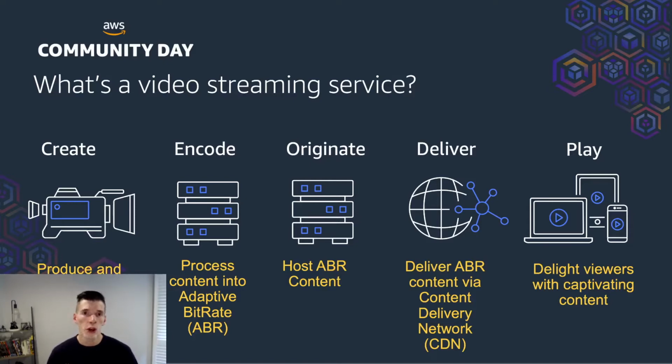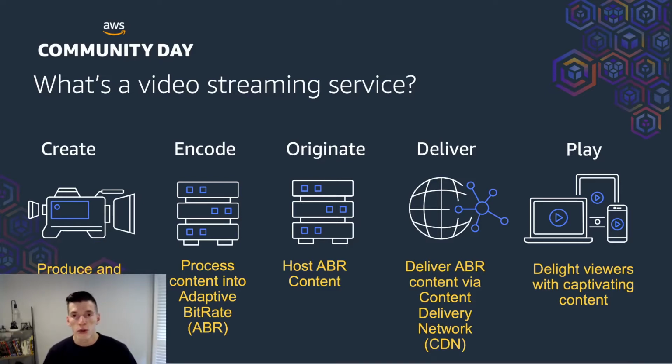After that, we need to encode it. When we talk about encoding, it's about processing that file that we just created. As you can see, we're saying process that content into an adaptive bitrate. If you're familiar with Netflix or YouTube, you might have seen that you can change the resolution of your files or the frames that it plays, and that's sort of the adaptive bitrate. So we've got to create content that can be played back on multiple devices, multiple resolutions, multiple different types of bandwidth, and so on and so forth.